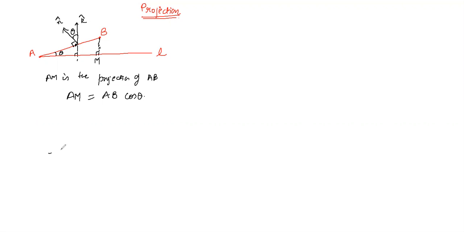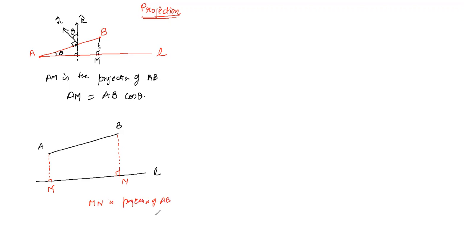Now, if we consider the straight line AB like this, and we are to calculate its projection on this line L, which is at some distance from the line AB, how will we calculate this? For this, we again draw the perpendiculars from the points A and B to this straight line L. Say the perpendiculars are AM and BN here. So MN is called the projection of AB on the line L. So this was the projection of the straight line.